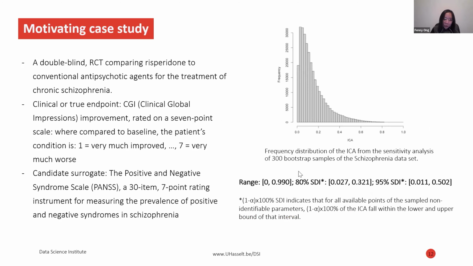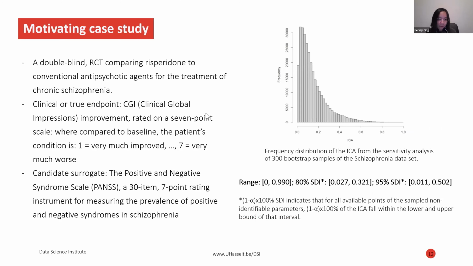So to illustrate the implementation of the method, I'm going to use a data set from a randomized control trial comparing risperidone to conventional antipsychotic agents for the treatment of chronic schizophrenia. Actually, this example in this particular data set is a bit special in a sense that any outcome can actually be considered as the surrogate for the other outcome.